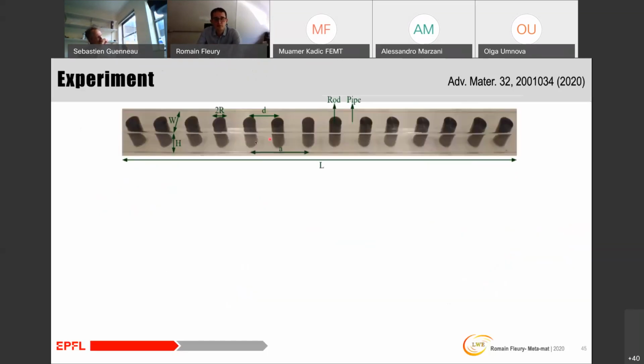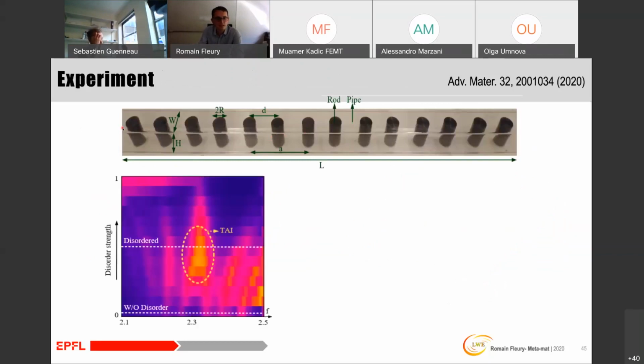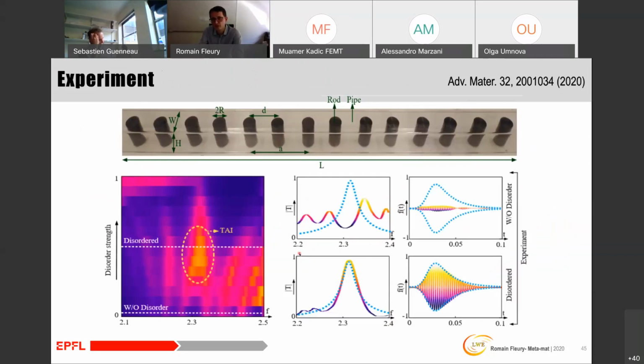So we did the experiment with this. This is the ordered system. It's very simple. And we indeed confirmed this peak. This is also averaged over disorder realizations. And we saw that we were indeed implementing that transfer function. We had this pulse at the output. So this is all good.